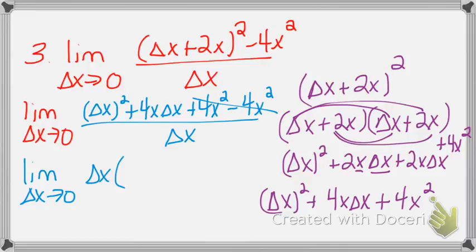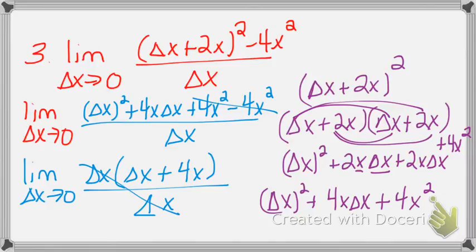If you're factoring a delta x out of delta x squared, you're left with delta x. If you factor a delta x out of the 4x delta x, you're left with 4x. And then on the bottom, you just have a 1 because the delta x will go away. Then you can plug your 0 in for delta x, and your final answer would be 4x.